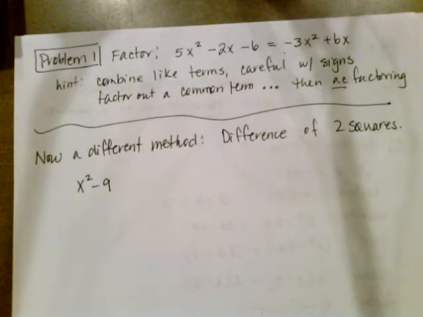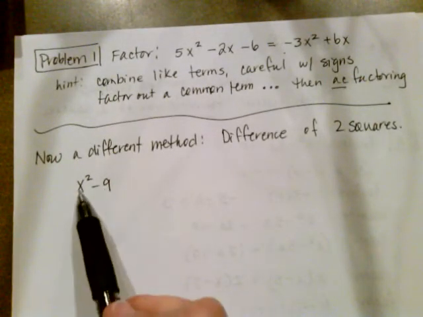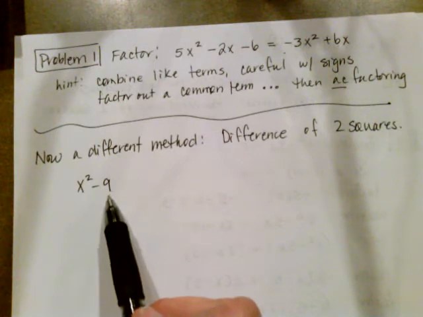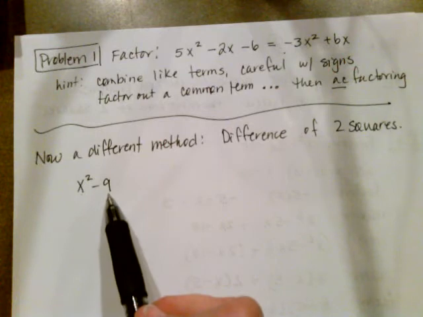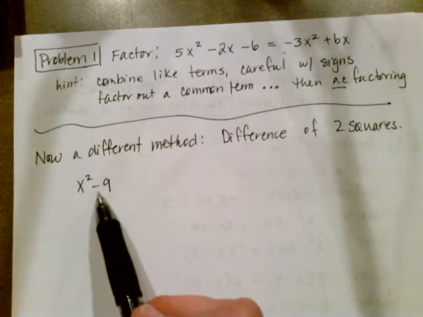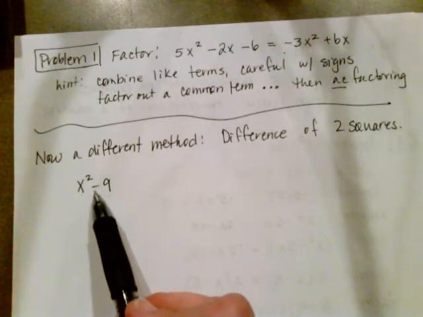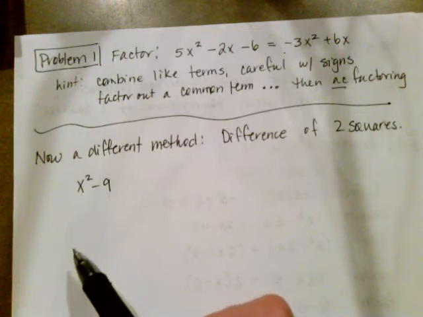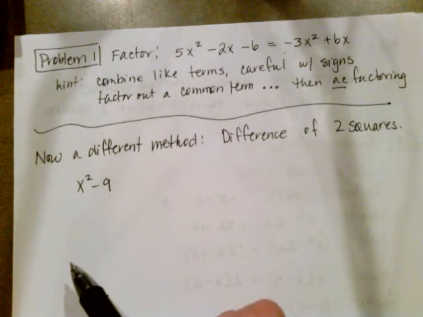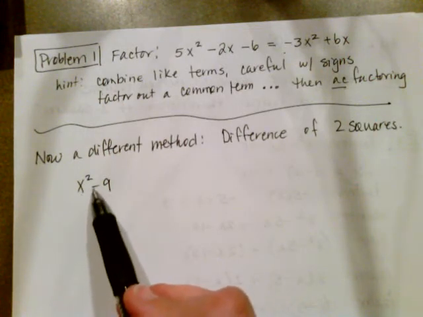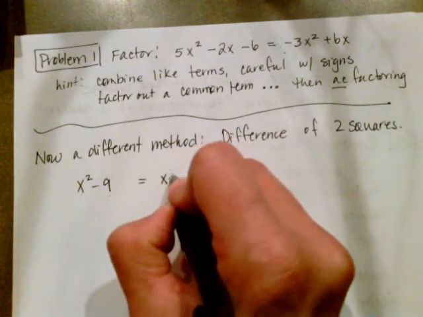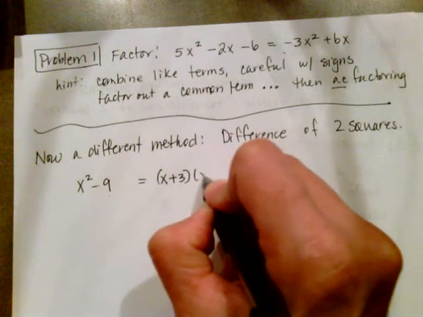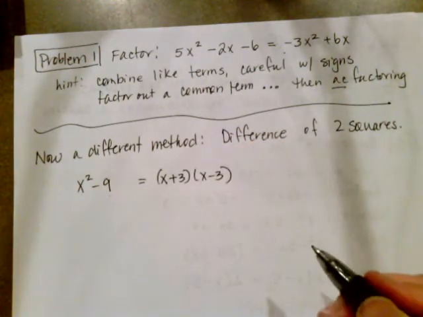Notice that it looks different from the other ones that we've done. This one only has two terms. The first term is a perfect square. The second term is a perfect square, and there's a minus in the middle. So this is called a difference of two squares because perfect square, and there's your difference. Super simple to factor. I get an x plus 3 and an x minus 3.